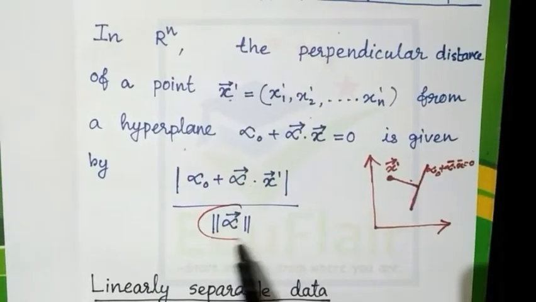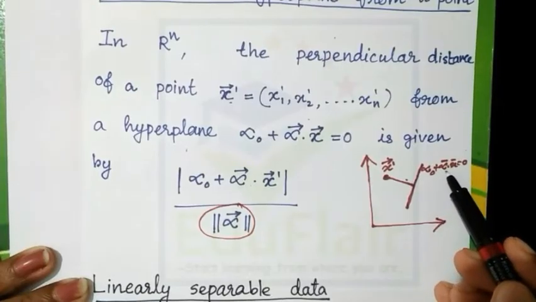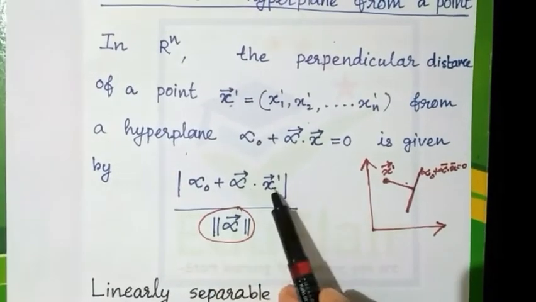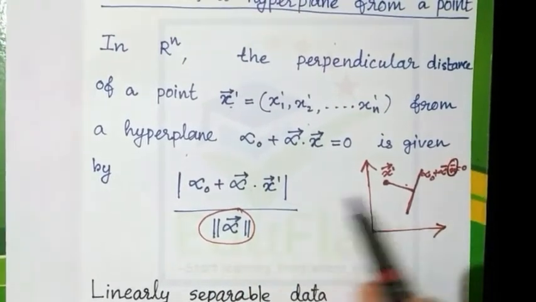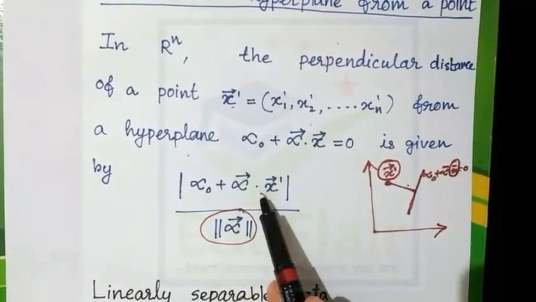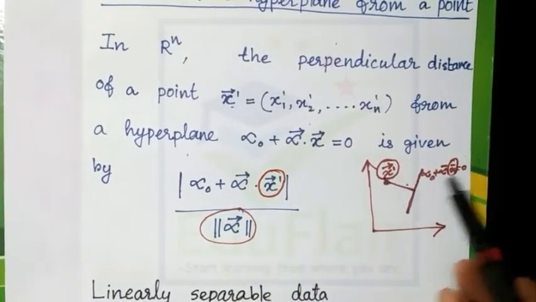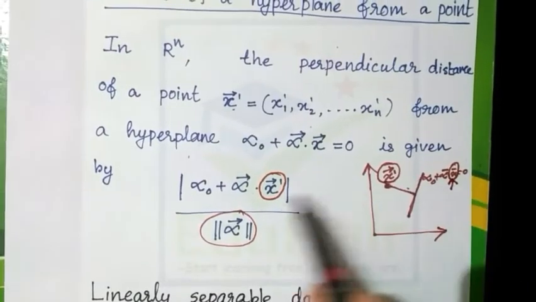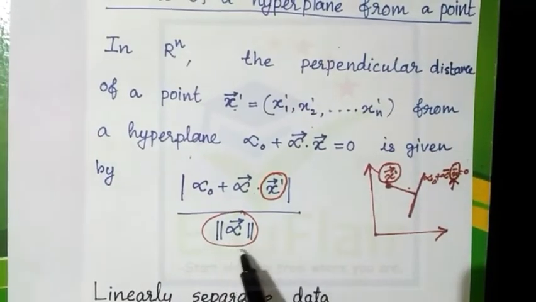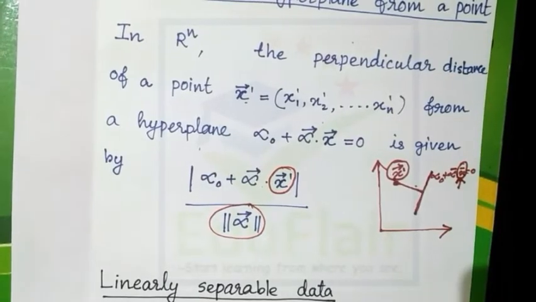So, this is what we call the norm of vector alpha. Hyperplane equation, that is alpha 0 plus vector alpha dot vector x is equal to 0. In this hyperplane equation, in the place of vector x, we put this point, that is alpha 0 plus vector alpha dot vector x dash. We substitute this vector x dash in the place of vector x in the hyperplane, then take its mod, divided by the norm of vector alpha. This equation is very important to study SVM.